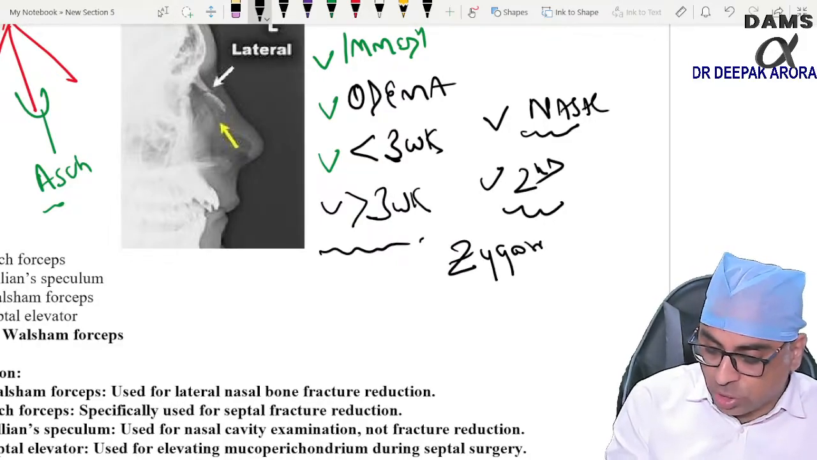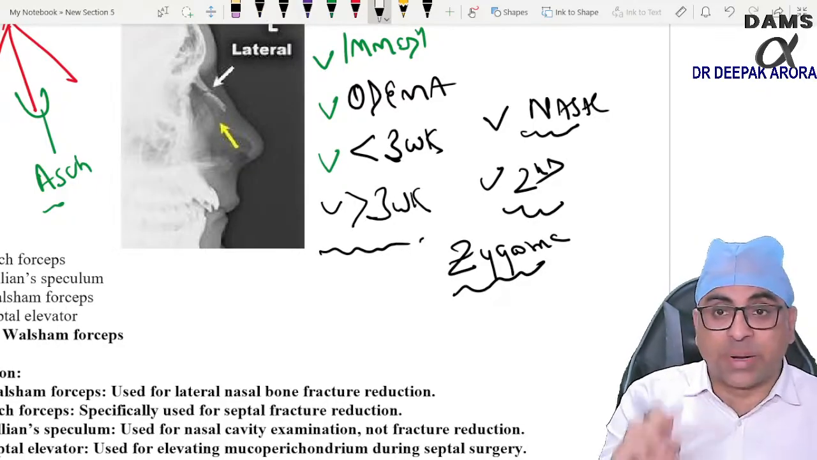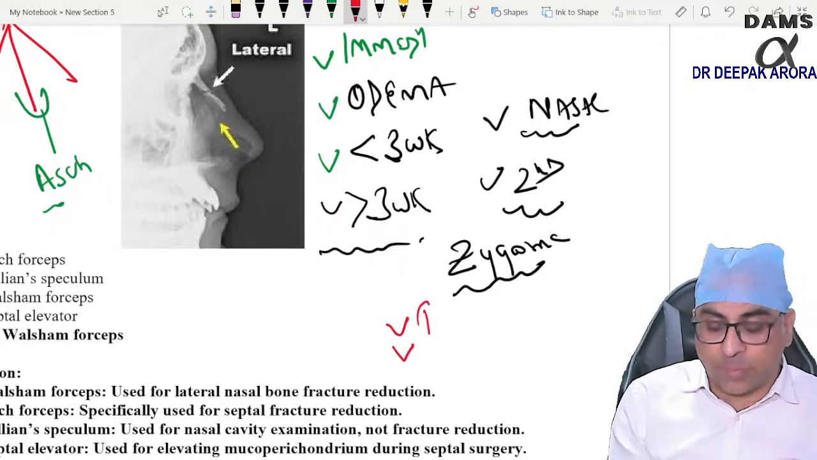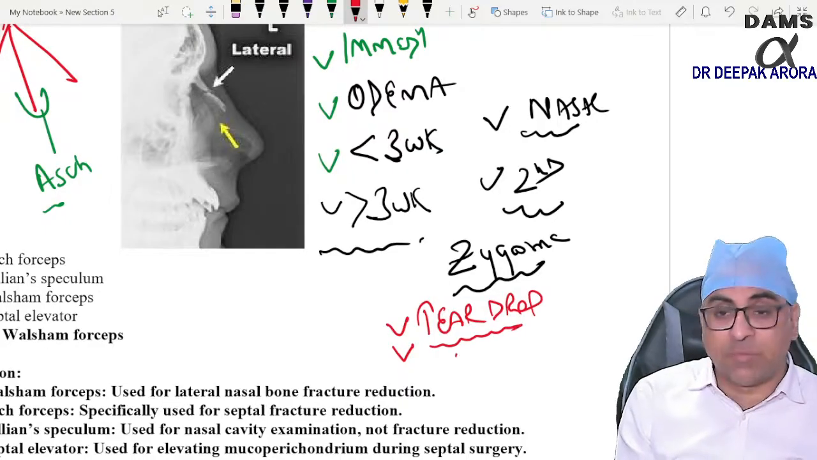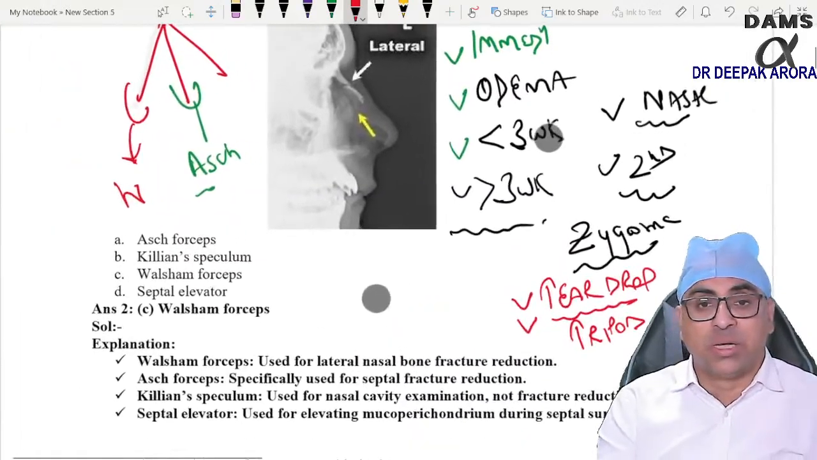Zygomatic fracture. Always remember zygoma fracture. What are the 2 keywords for zygomatic fracture which I am expecting for your upcoming examination? That is your teardrop sign. Always remember zygomatic fracture, teardrop sign, and one is tripod fracture. It is known as tripod fracture. Is it clear? So the answer will be your option C.